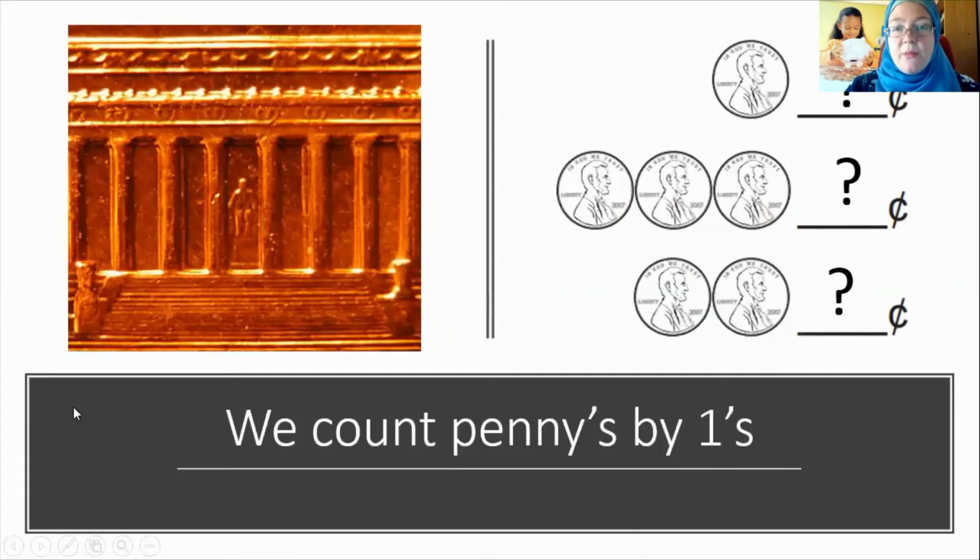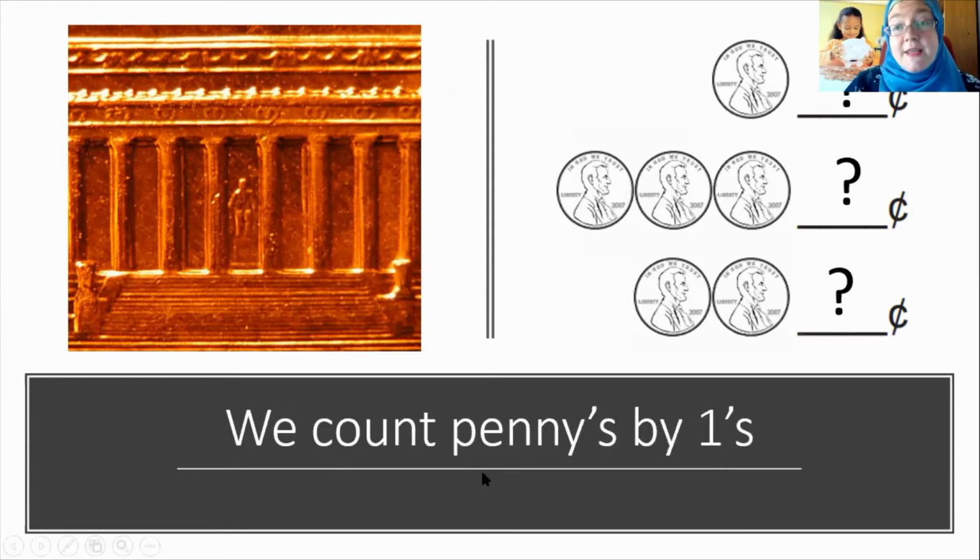Let me see if I can go back. If I have 1 penny, then I have 1 cent. If I have 3 pennies, 1, 2, 3, how many cents do I have? 3 cents. I know you could count that quickly because you've been subitizing with me. If you see 2 pennies, then you have 2 cents. So remember, whenever you stop counting for pennies, that's the value of the pennies.